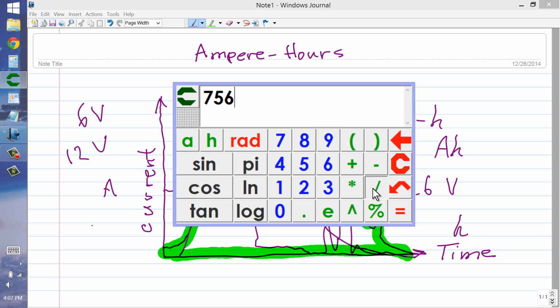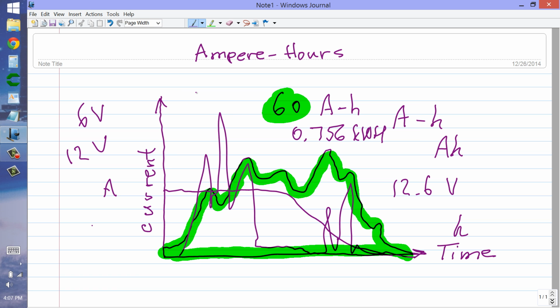you'd actually have double the ampere hour capacity. Let's just say for 6.3 volts, 120 ampere hours. But 120 ampere hours for a 6-volt battery is the same amount of energy as 60 ampere hours for a 12-volt battery. Remember, power in watts equals voltage in volts times current in amps.